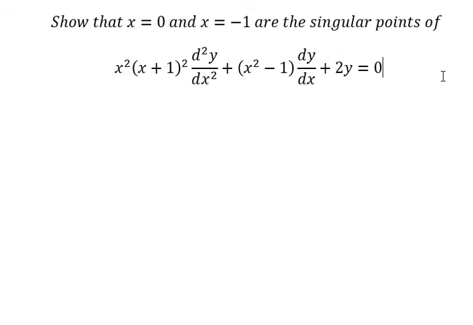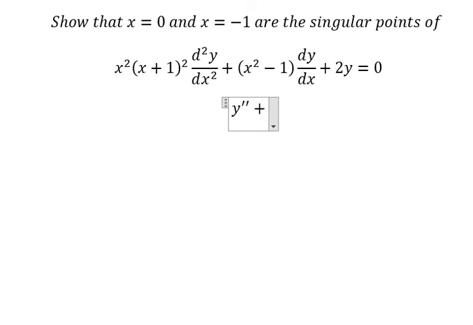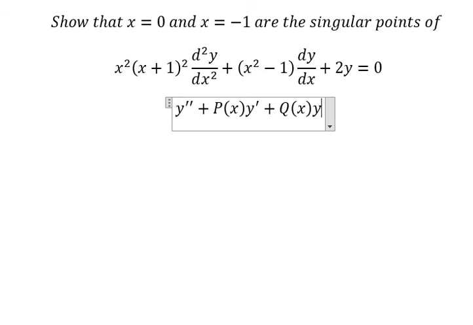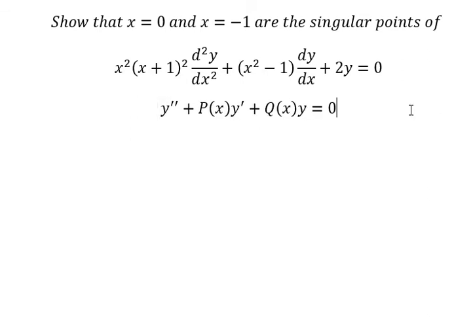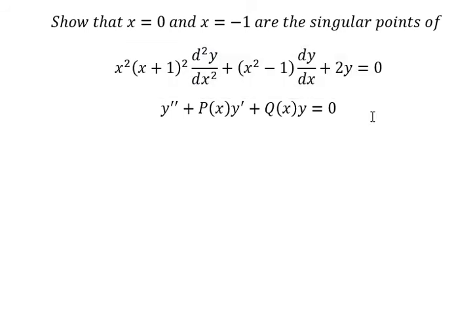First, to find the singular points, we need to transform into this one. So to transform into this one, we need to divide both sides by s squared and (s plus 1) to the power of 2. So they should be like this.